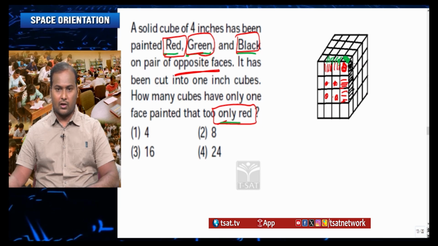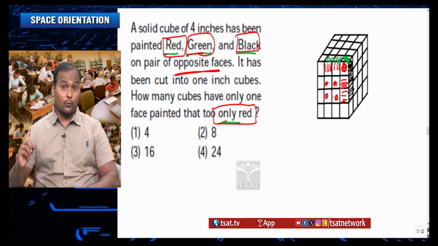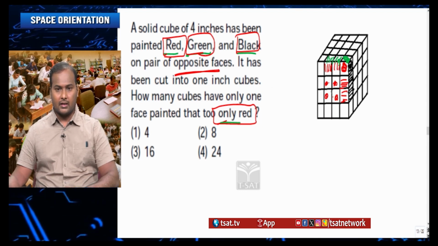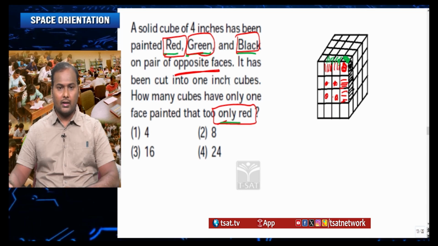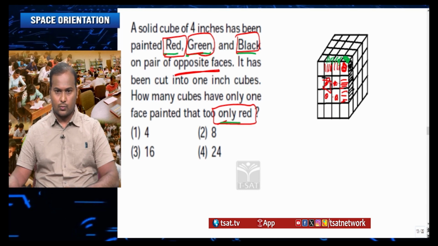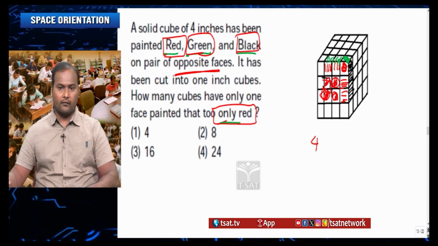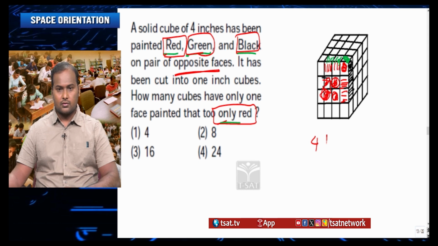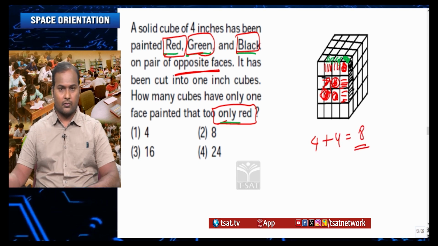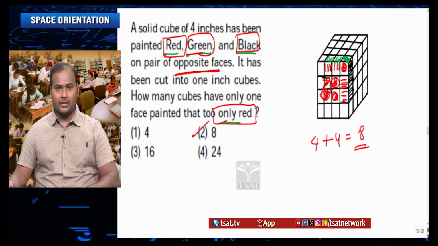All 3 colors are possible in the corners. Only 2 colors are possible on the edges. Only 1 color is possible in the center. And it's asking only red. The red is in the front and back. Only red in the front is how many? 4. That is 1, this 1, 2, 3, 4. So front is 4. Obviously back is also red, so back is also plus 4. That is, the total answer is 8. Front plus 4 and back plus 4. Only red, your answer will be 8.